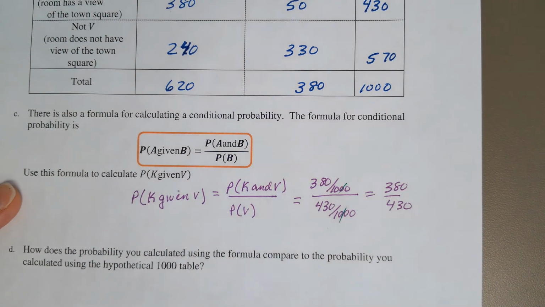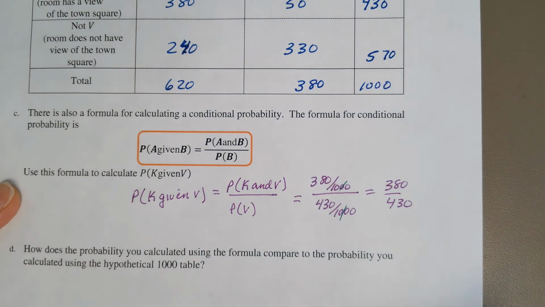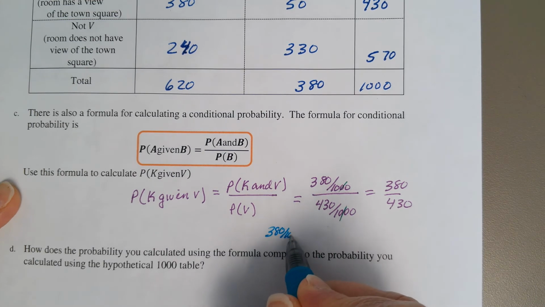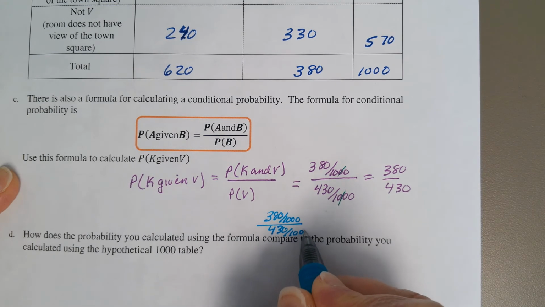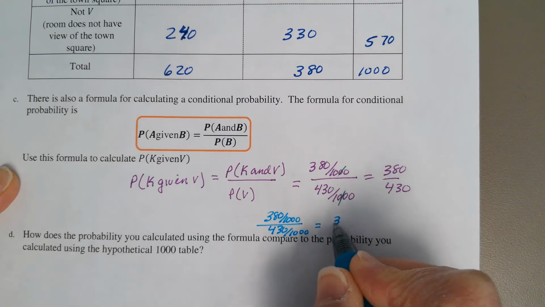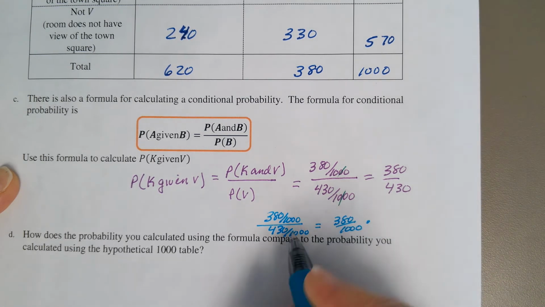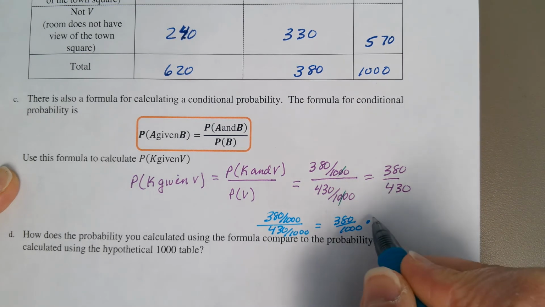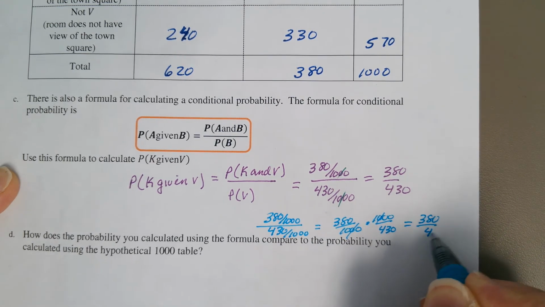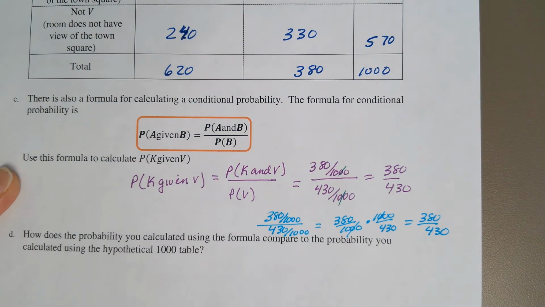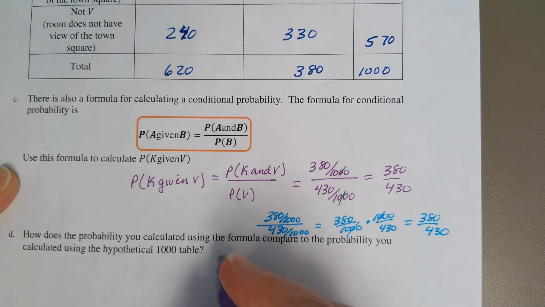Or, let me just note that, remember, if we are taking a fraction and dividing it by another fraction, dividing by a fraction is the same as multiplying by its reciprocal, right? So it could be times the reciprocal of 430 over 1,000, which would be 1,000 over 430. Those thousands divide out. So we still get our fraction 380 over 430. How does the probability you calculated using the formula compare to the probability calculated using the hypothetical 1,000 table? They're the same.